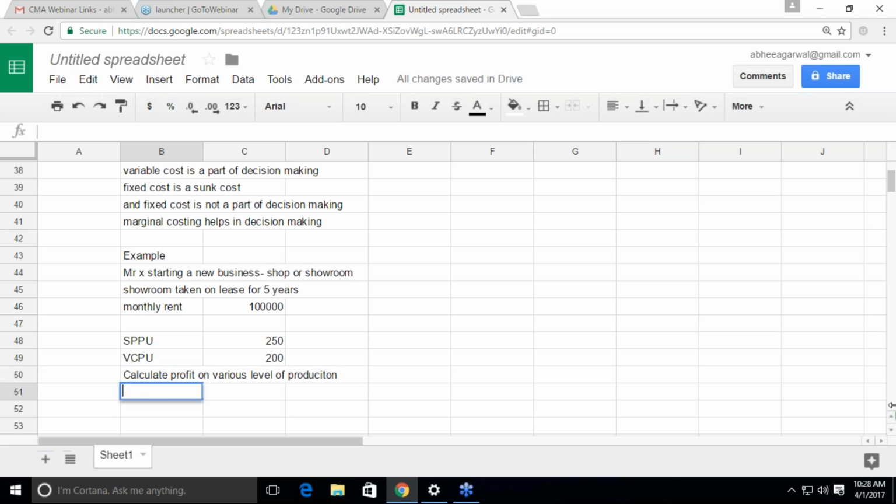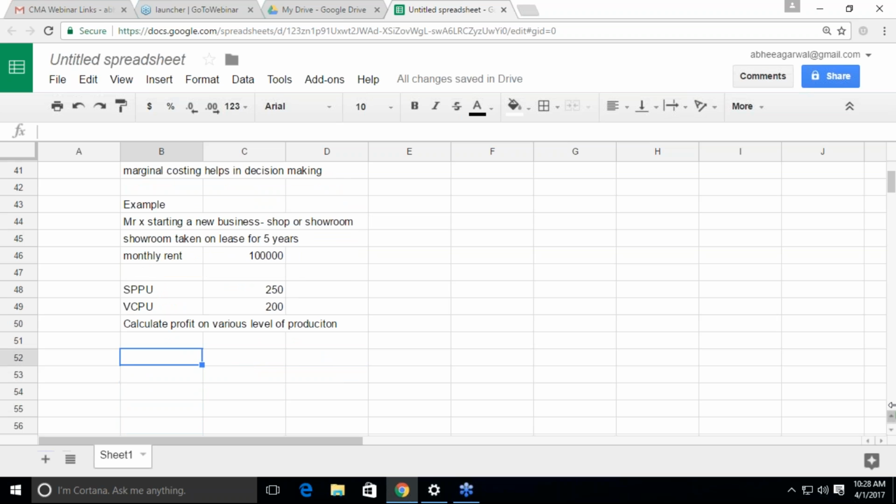Okay, so let's say if I solve it further, I'm taking the figures of January, February, March, April, 4 months. In January, my production was 1000 units. In February, production and sale was 1500 units. In March, production and sale is 3000 units. In April, production and sale is 1200 units.